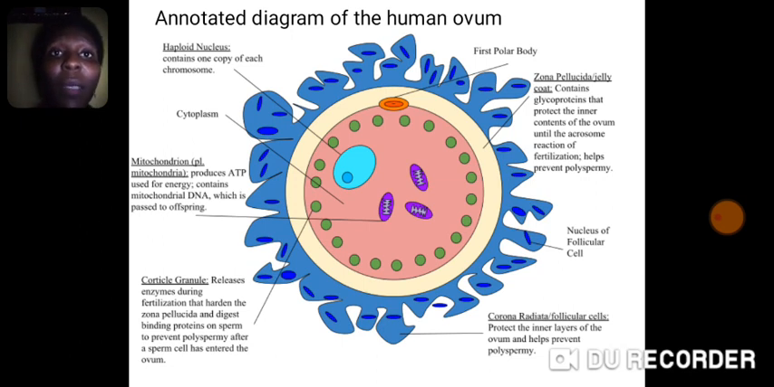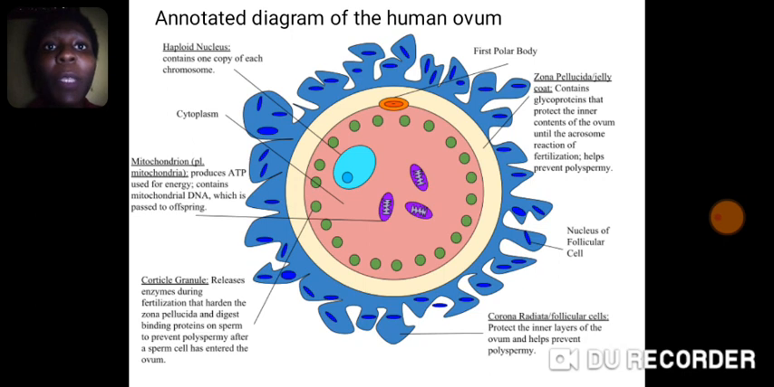But what it does, how it does this, is that it releases enzymes. So these cortical granules that you can see, many of them inside the cytoplasm, will release enzymes during fertilization, and these enzymes will help harden the zona pellucida. This hardening will prevent polyspermy in the sense that no more sperms can fertilize the fertilized egg.